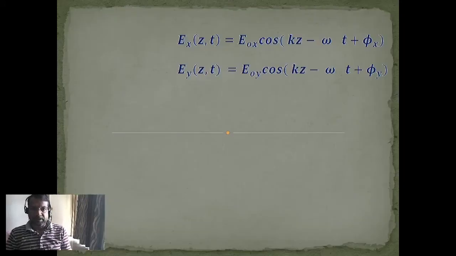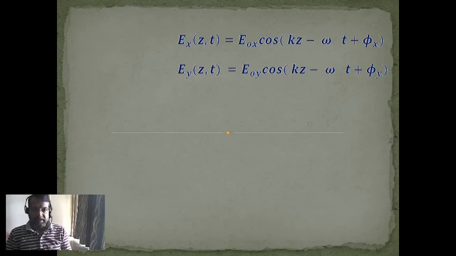This is what we are saying. Ex and Ey are two plane waves oscillating in two perpendicular directions: E0x cos(kz - ωt + φx) and E0y cos(kz - ωt + φy). In textbooks, φx is taken as 0, and instead of φy it is only written as φ, so that becomes the phase difference between these two waves.